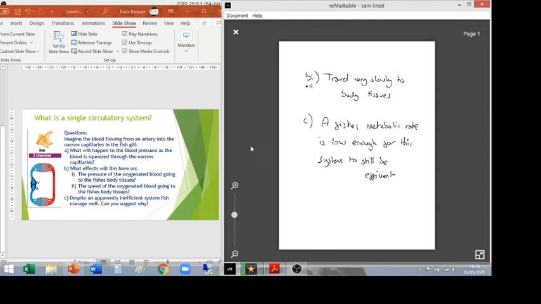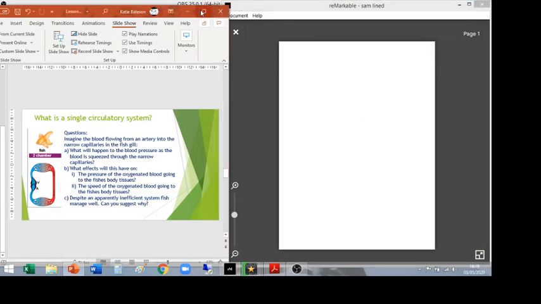Why is it okay if you're a fish? Because they've still got to move like we do. Don't presume that fish aren't as active as we are. But they are cold-blooded, they're ectothermic, and therefore that means they have a lower metabolic rate than us. So they're single. So let's have a look at double.